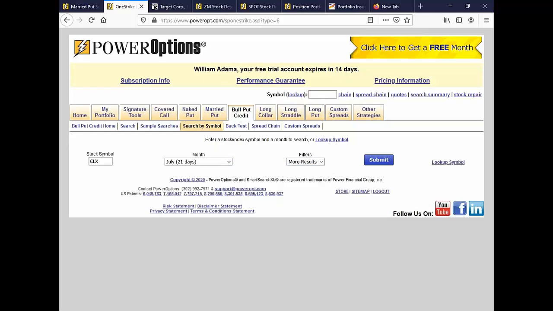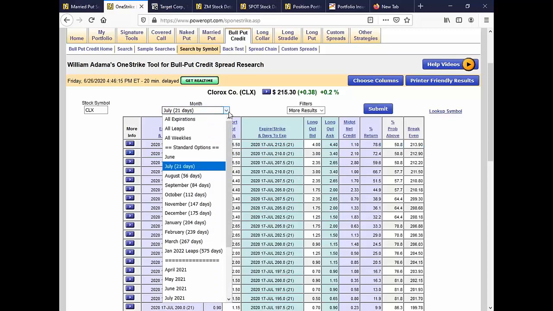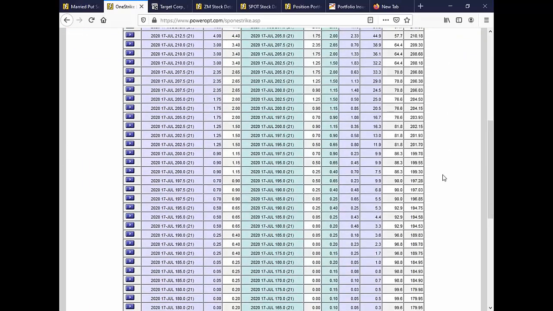And let's just go to more results. Now this tool is going to pull up a lot of various 2.5 point spreads on me. This is the 17th. Okay. So I might have to look at all weeklies in that case. But anyway, this is where I would start, the search by symbol tool. And it would show me these positions.